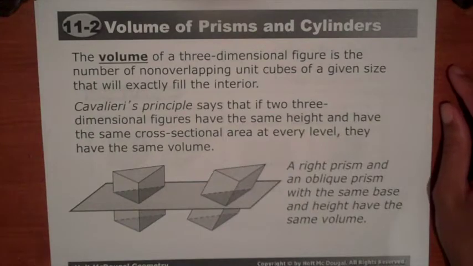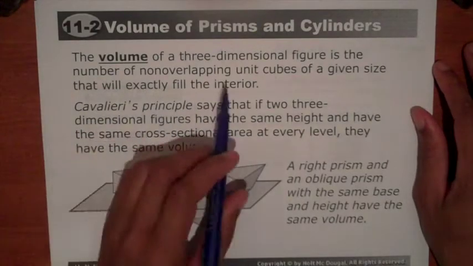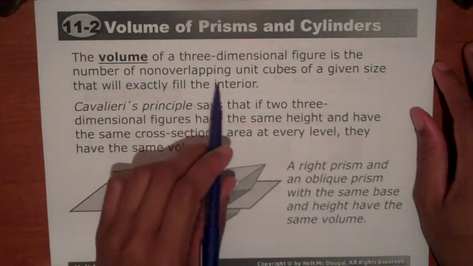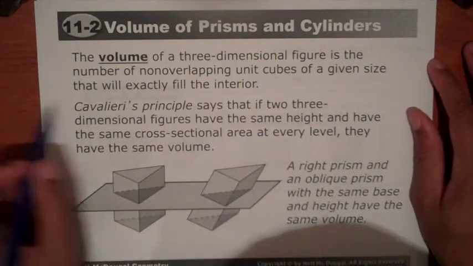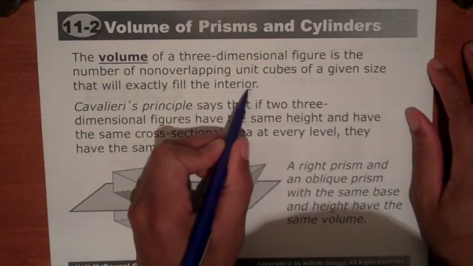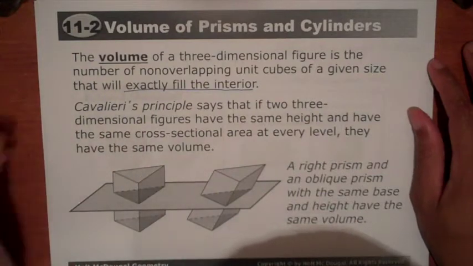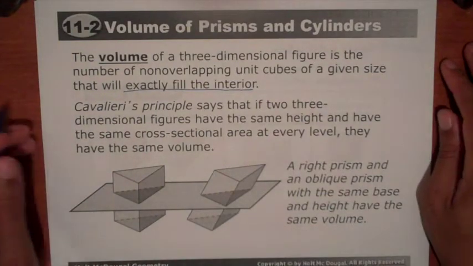Okay, so first of all, volume of a three-dimensional figure is the number of overlapping cubes of a given size that will exactly fill the interior. So volume is talking about the interior of an object.